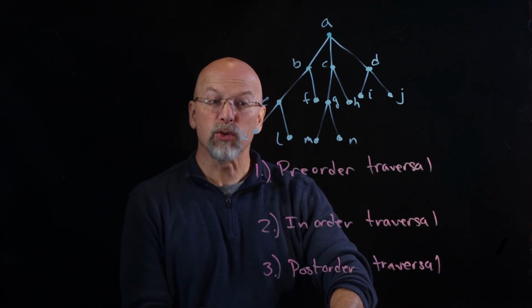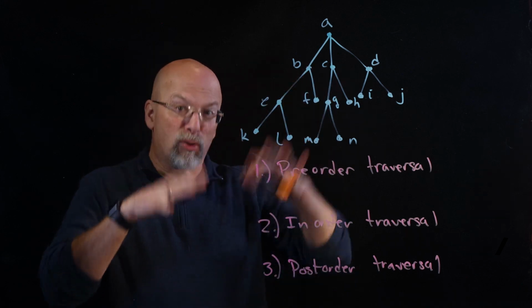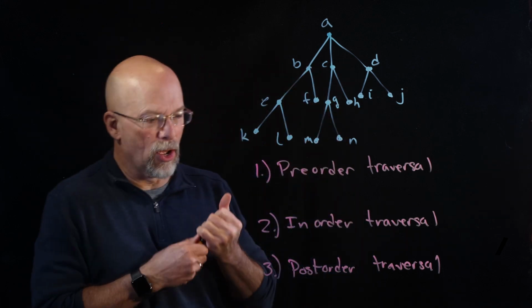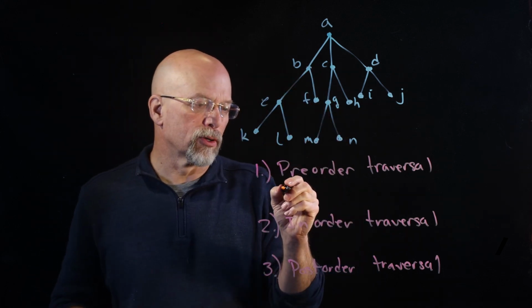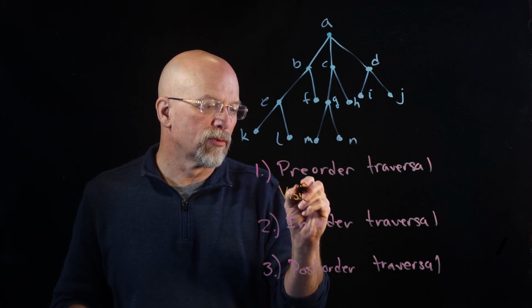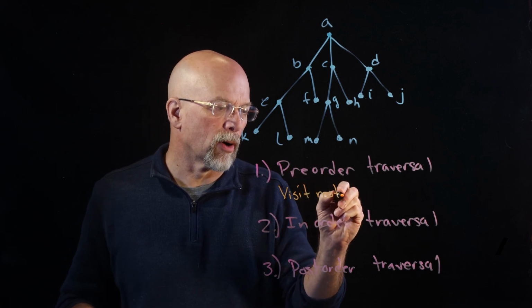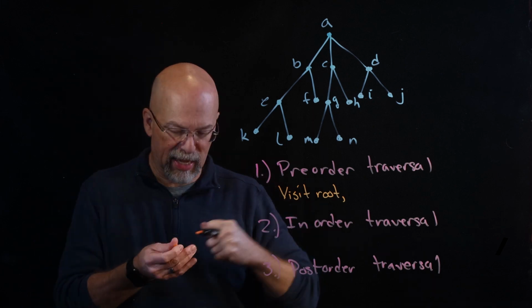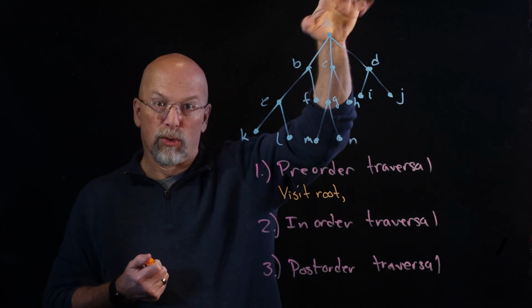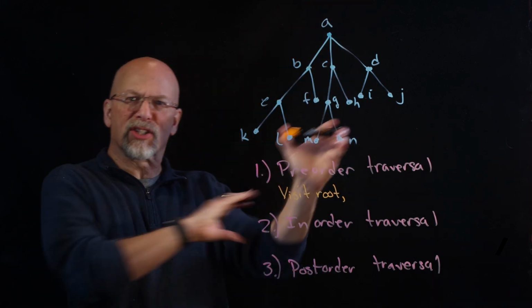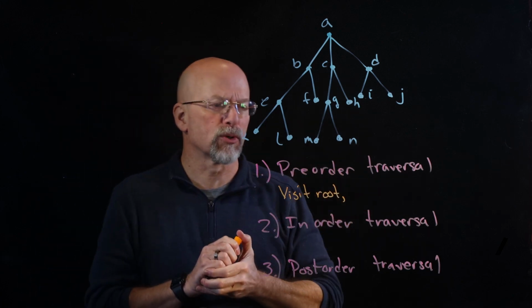All right, and each one of those gives us a process in which we examine the nodes. Let's begin with preorder traversal. First, you visit the root. All right, that's step 1. So in this case, you visit this root, A. You process it, you search it, you do whatever it is that you're supposed to do.